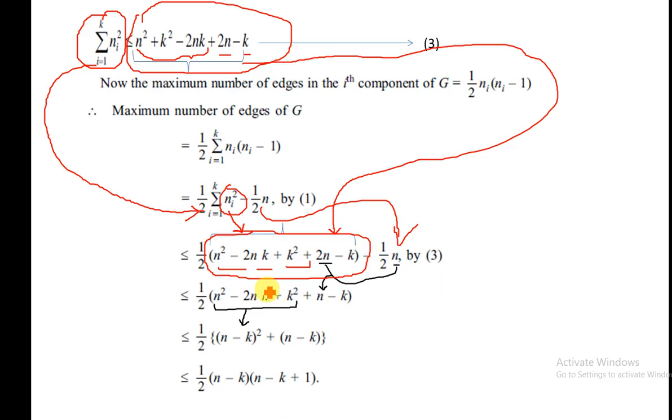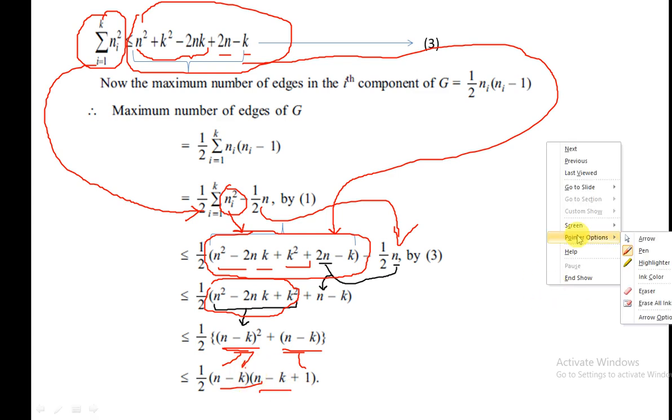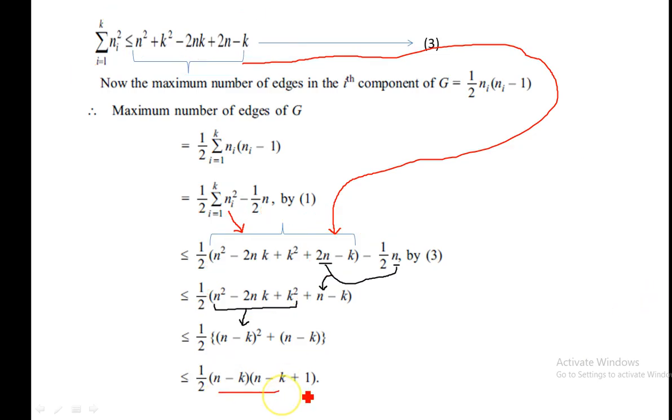In the next step, simply it is nothing but the same formula, (A minus B) whole square: A square minus 2AB plus B square. Here 1 minus N minus K. If we take N minus K common, what term are we getting here? Here only 1, here another N minus K, because it is (N minus K) whole square. So what we get: (N minus K) into (N minus K plus 1) divided by 2.